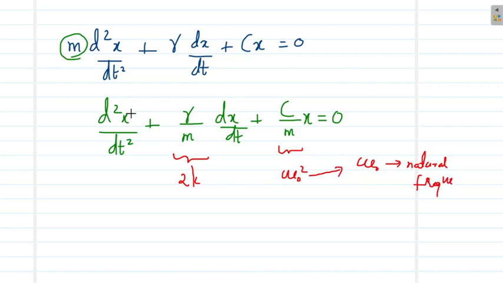Because we already know, if this damping force is not acting on the system, then the system is undergoing just simple harmonic motion. And in that case, C by m is equal to omega 0 square. Omega 0 is the natural frequency. So this omega 0 is the frequency with which a system will oscillate if there is no damping force. That is why omega 0 is called the natural frequency of the system.